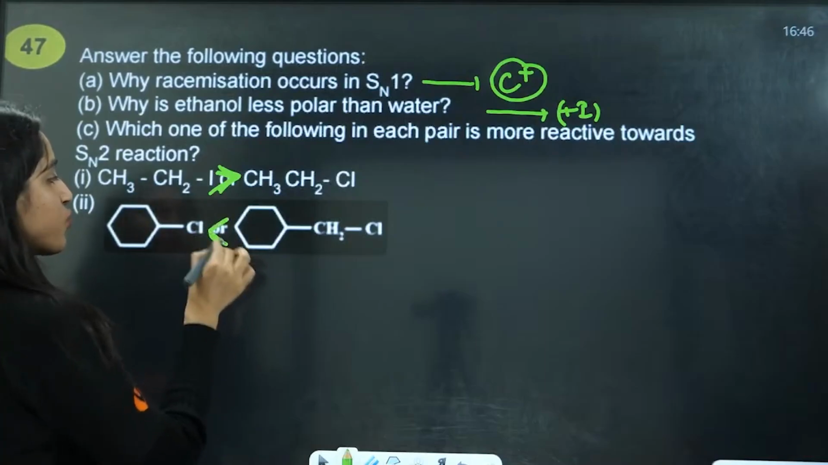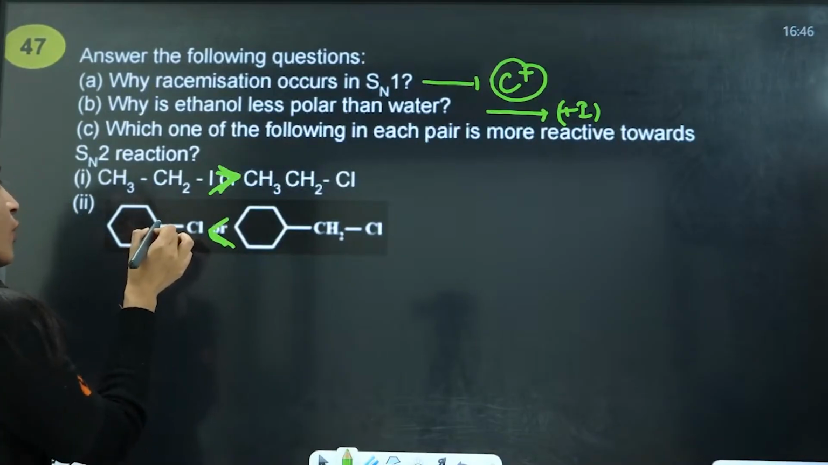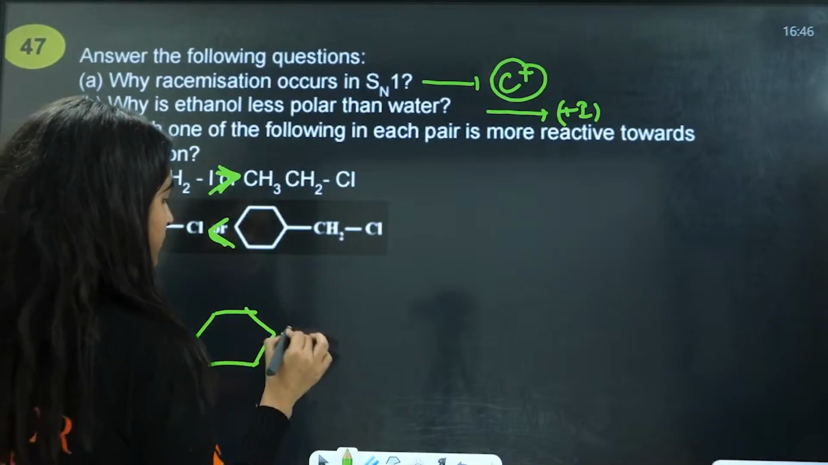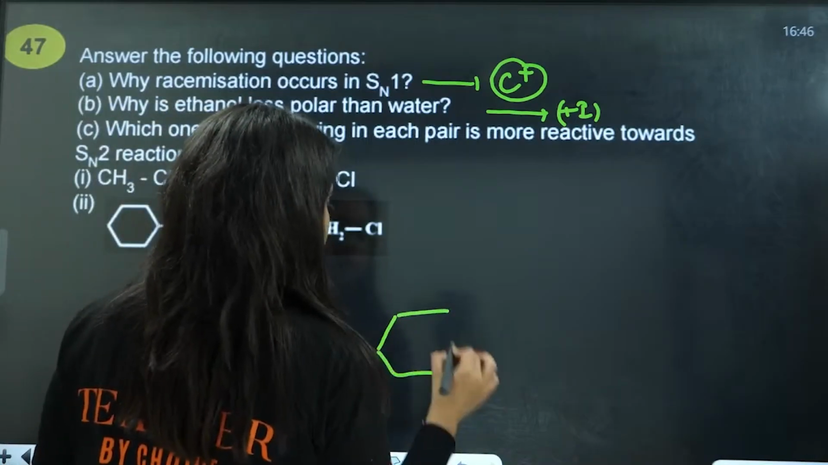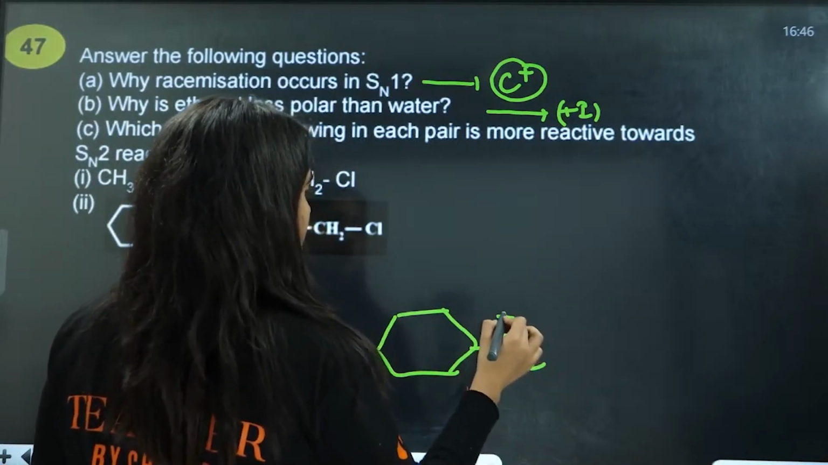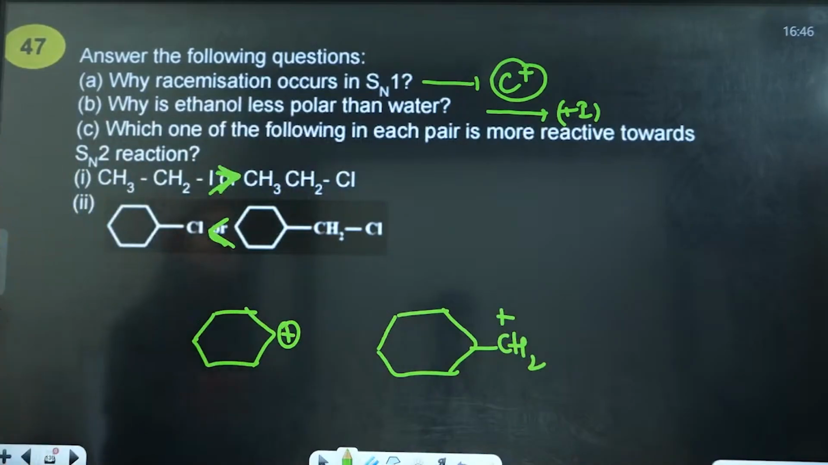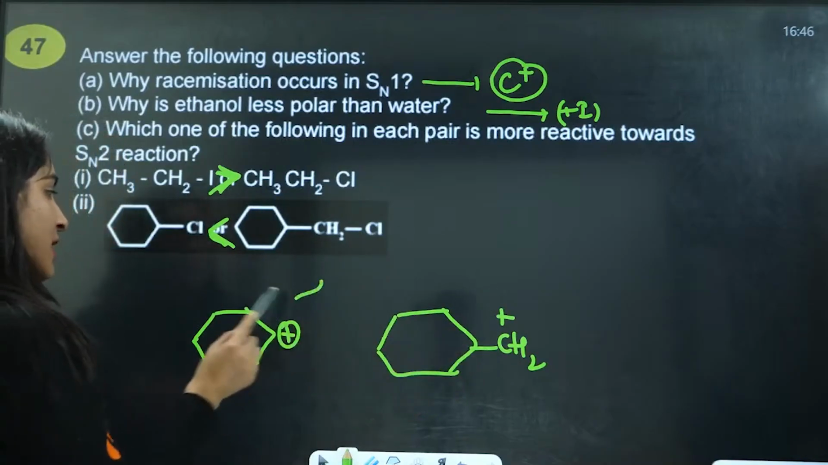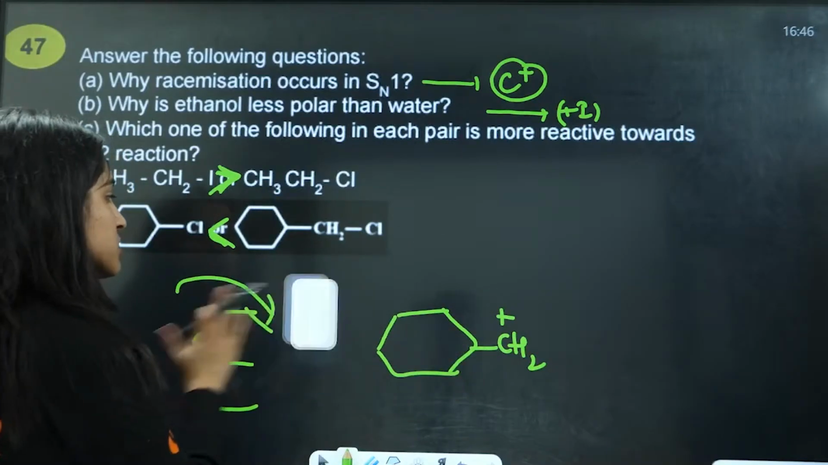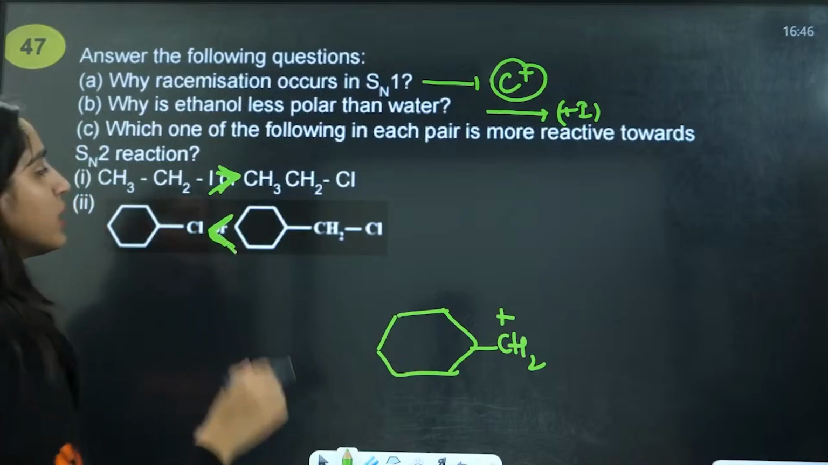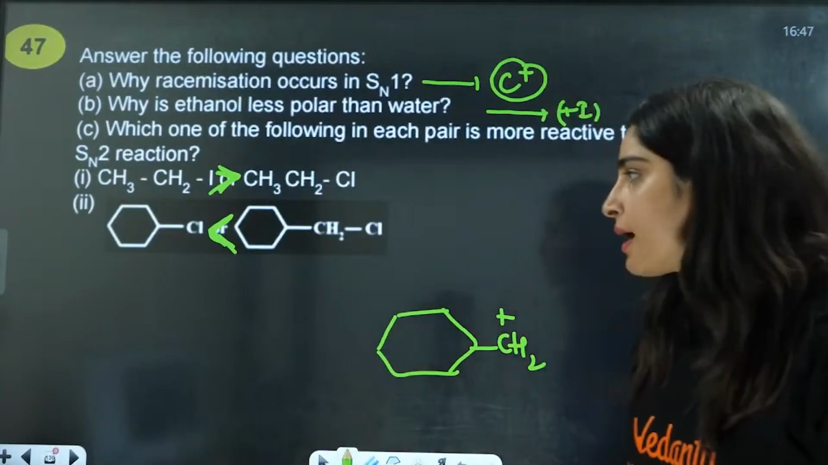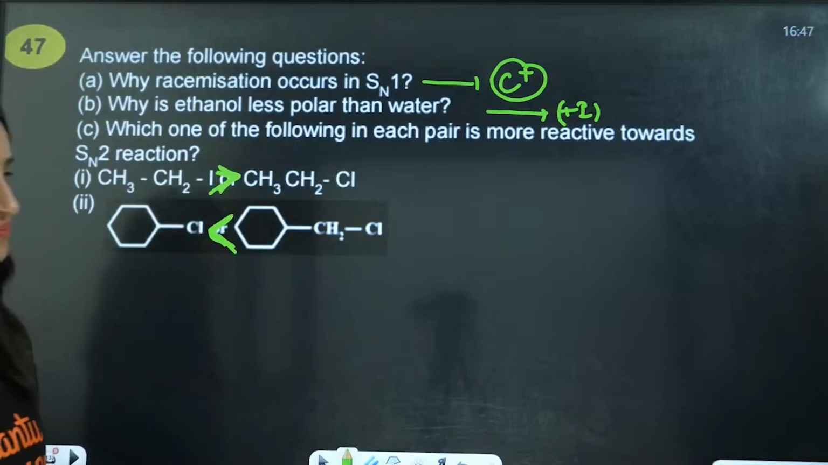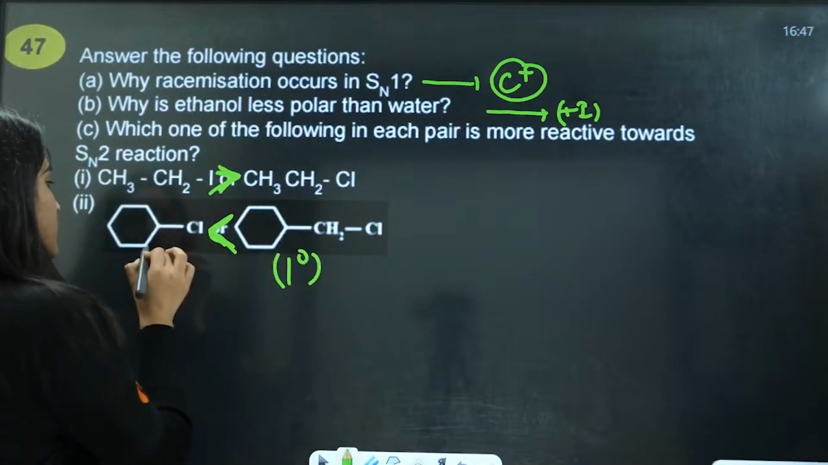This is more reactive because if we say this is going to be the carbocation, here you are going to have these two carbocations, right? This is this carbocation, and here you are going to have this carbocation. So here you will have less steric hindrance as compared to this, so this is going to be more reactive. This is primary, this is secondary.